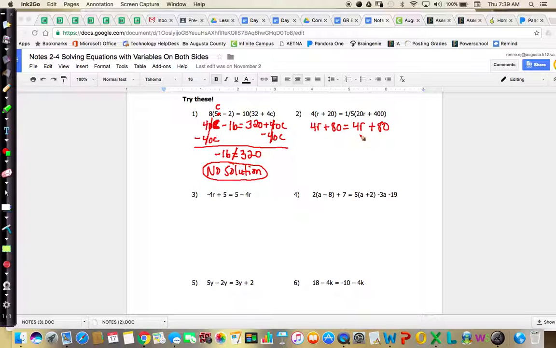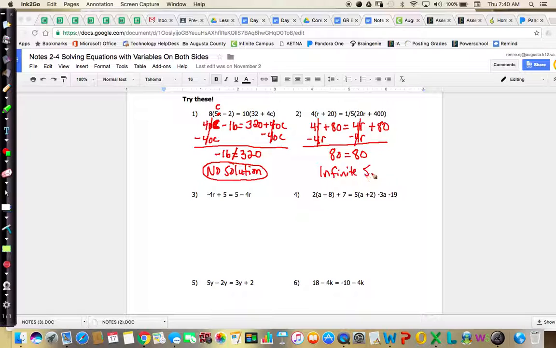Okay, now I'm going to move the 4r, and you might have noticed something before I move it, but I want to show you. Okay, 4r minus 4r is 0, 4r minus 4r is 0, and you get something that says 80 equals 80. Okay, if the variables cancel out and you get the exact same number on both sides, 80 equals 80, then that means any solution you put in will work. So we call this infinite solutions.